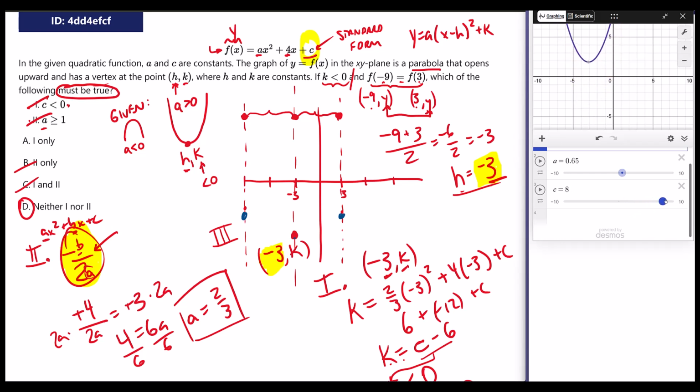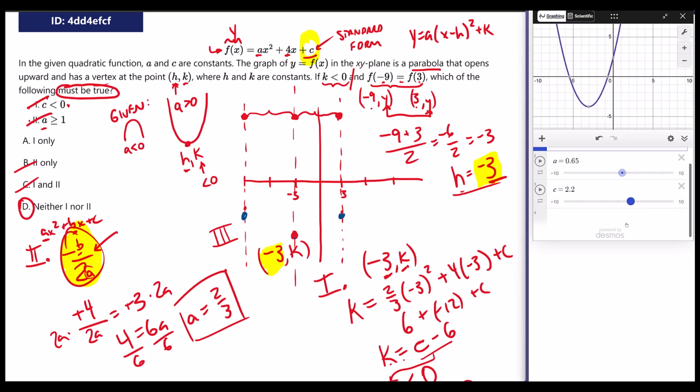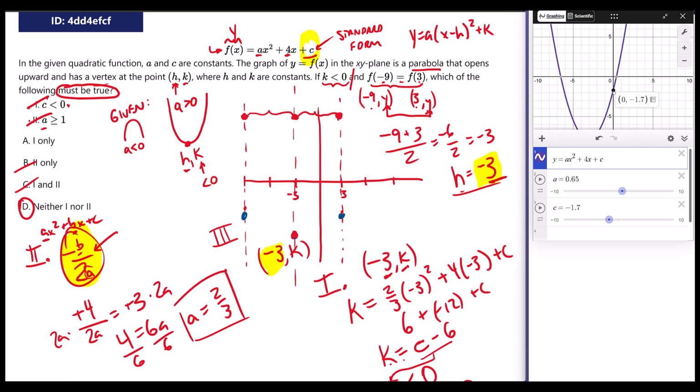Now I can't put my vertex here because then my y value would no longer be negative. My k value would no longer be negative. I can't put my parabola up there, but I can move my parabola up to here. I can see that now c is positive. I can move my parabola down to here. I can see that now c is negative, and that tells me that c doesn't have to be negative. There are positive c values that we can produce here.